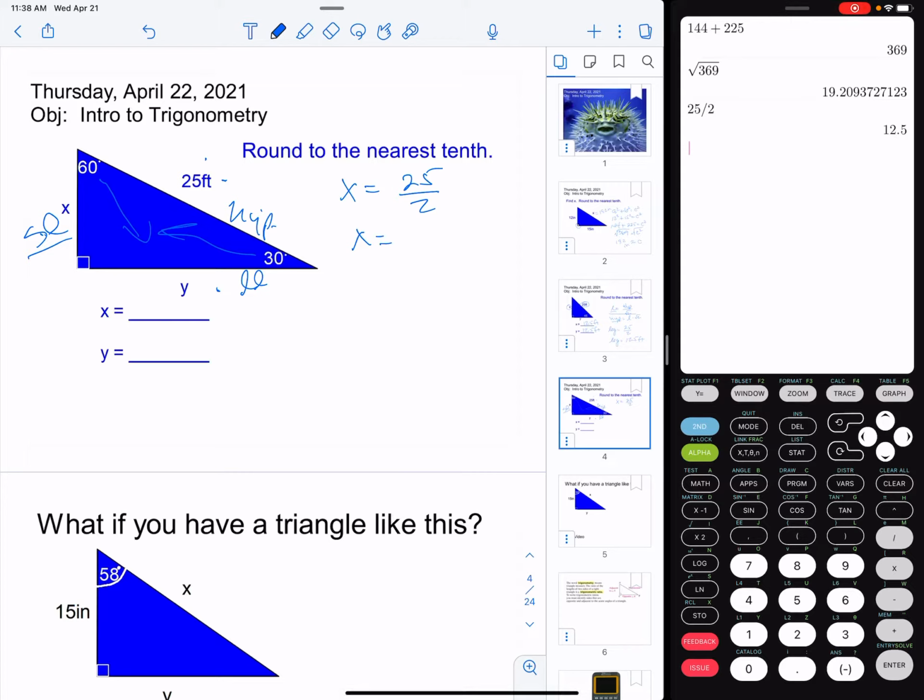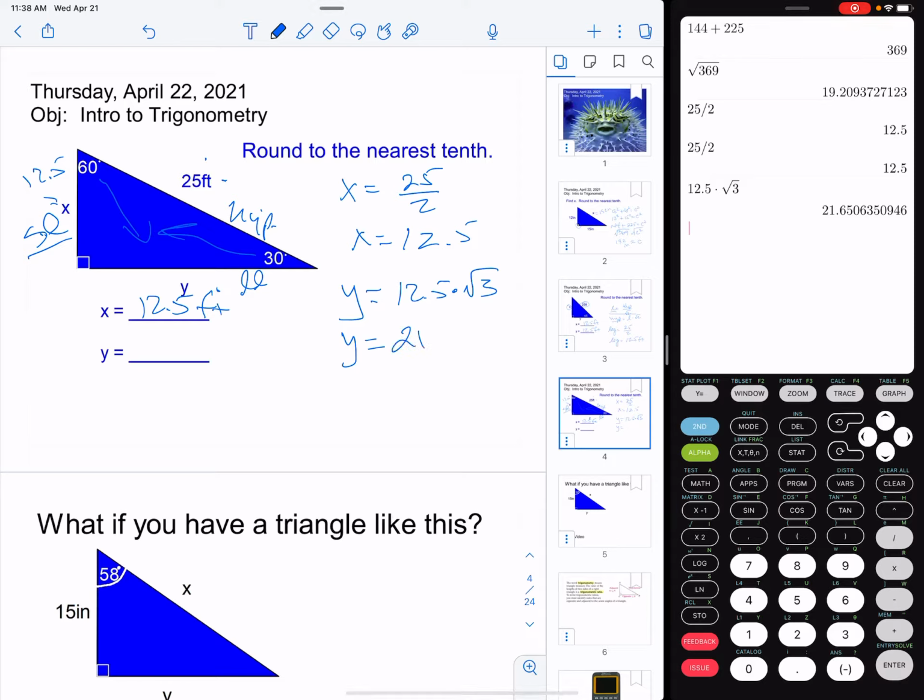So x is equal to, again, 25 divided by 2 gives us 12.5. So that tells me my x value is 12.5, and in this case, feet. So in order to find my y, I now know my short leg is 12.5 feet. So now I need to go to the long leg. And we know that the long leg is equal to the short leg times the square root of 3. So we get y is equal to 12.5 times square root 3. And we end up with an answer of 21.65 or 21.7. So 21.7 feet. So that's what we know about right triangles so far.